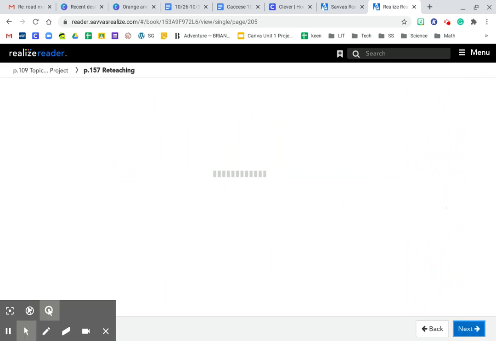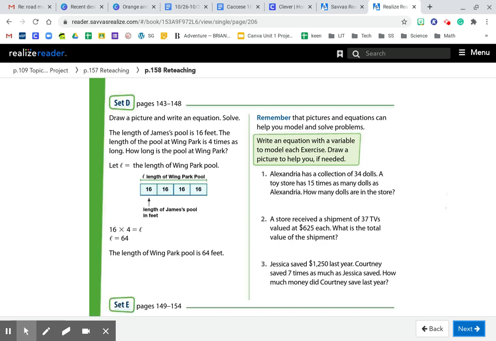Instead of just crossing out the answer and writing the right one in from the calculator, you want to learn from your mistakes. All right, we'll get through these next two sections pretty quickly. We're writing an equation with a variable to model each exercise and draw a picture to help if needed. So Alexandria has a collection of 34 dolls. A toy store has 15 times as many dolls. How many dolls are in the store?